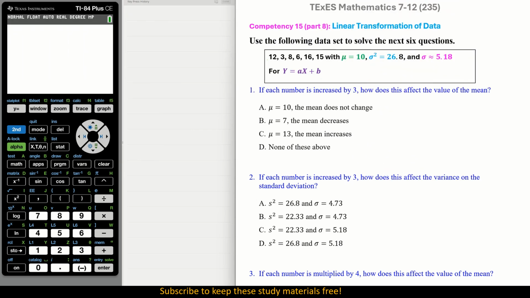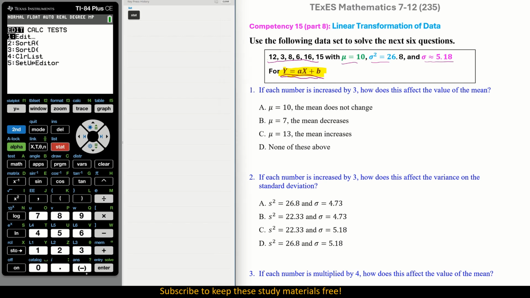Okay, it says use the following data set to solve the next 6 questions. And here is our data set, and it tells us what the mean, variance, and standard deviation are. And by linear transformation, they mean we're following this linear format. It looks a little different than what we're used to, but that's okay. For our purposes, this has a lot to do with how the data looks, but we're going to focus on the use of our calculator.